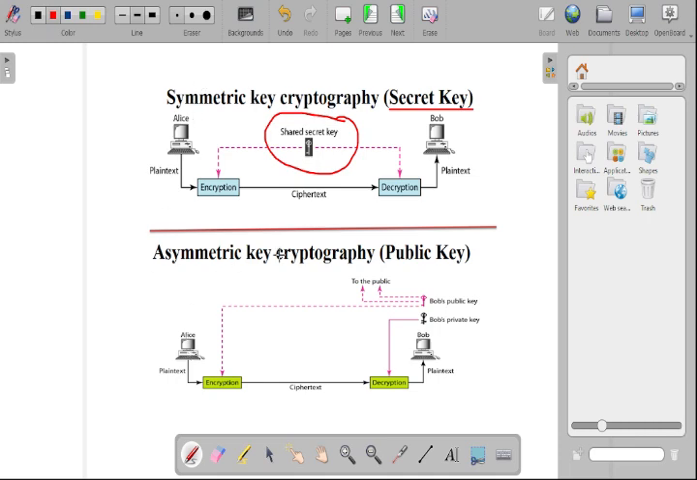But in the case of asymmetric key cryptography, there are two users, Alice and Bob. Both users have their own public key as well as private key. When Alice wants to send data to Bob, she uses Bob's public key for encryption. Whenever Bob receives the data, he uses his own private key for decryption. So in symmetric key cryptography, we use only one key for encryption as well as decryption, and in asymmetric key cryptography, we use the public key for encryption and the private key for decryption.